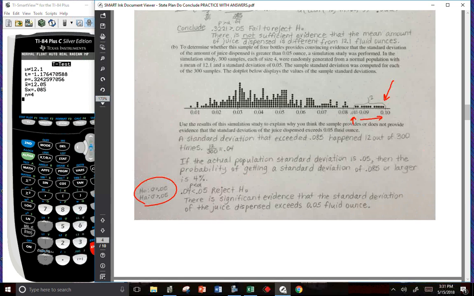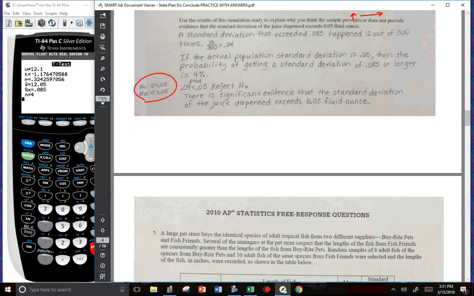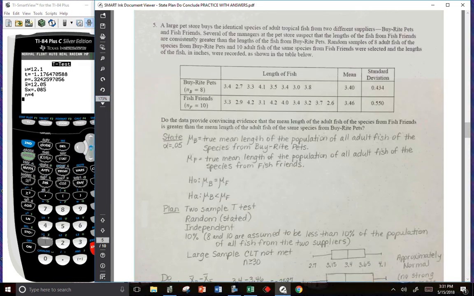And so the null hypothesis is that the fish are going to have the same mean, regardless of which store you buy them at. So mu of B equals mu of F. But they hypothesize that the Fish Friends has the bigger fish. And so we want to go mu of B less than mu of F. Does that make sense? Okay.